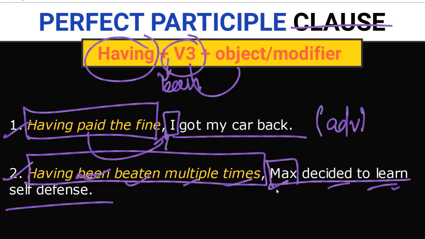So here as well, it's working as an adverb, right? Because it's working as the reason why the main clause occurred, right? So this is what a perfect participle phrase is.